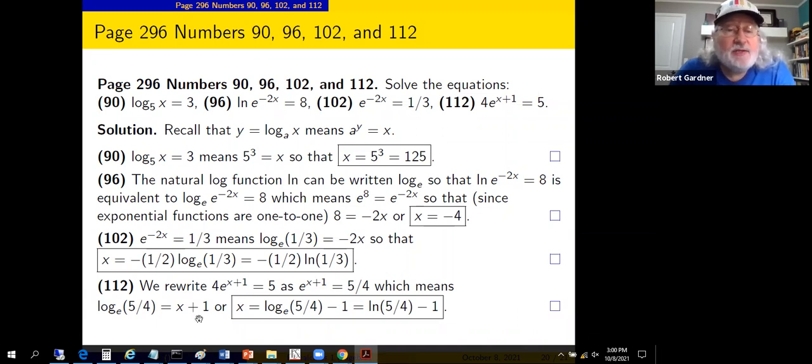We're solving for x, so we'll subtract 1 from both sides and get x equals log base e of 5/4 minus 1, or if you like, natural log of 5/4 minus 1. That's the precise value. I do have a natural log button on the calculator. Let's save that for later with calculators. We'd have to do all this work anyhow, even if we had a calculator. It would just be additional work.